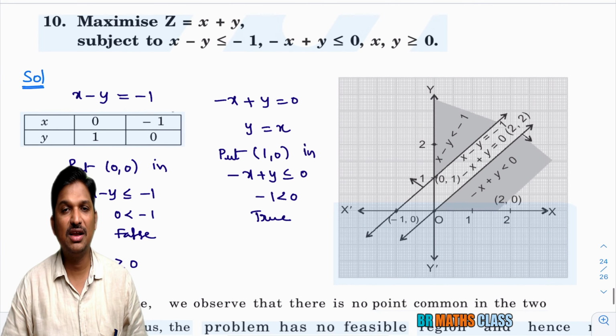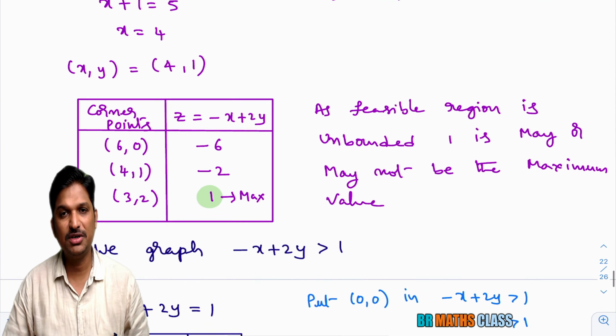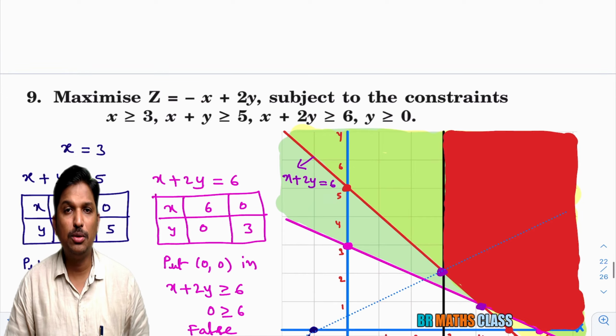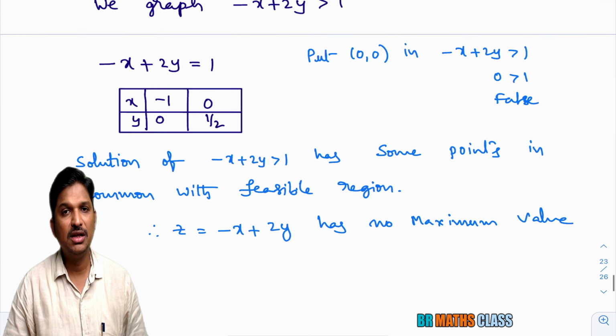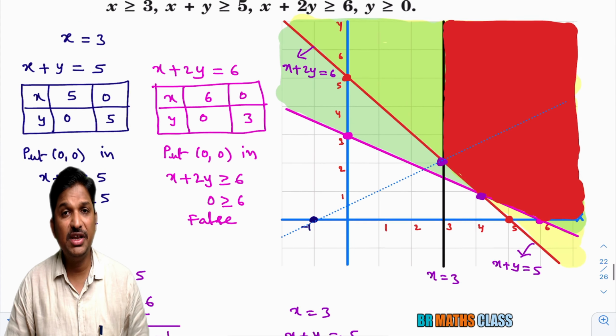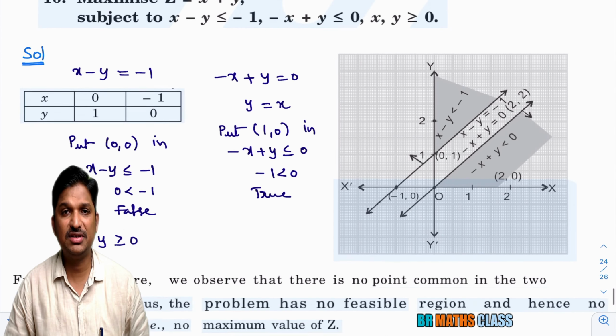This is the 7th class in the linear programming chapter. In this class, we will do two problems. With that, all the exercise problems of 12.1 will be completed. This linear programming chapter is very easy if you understand this first exercise.